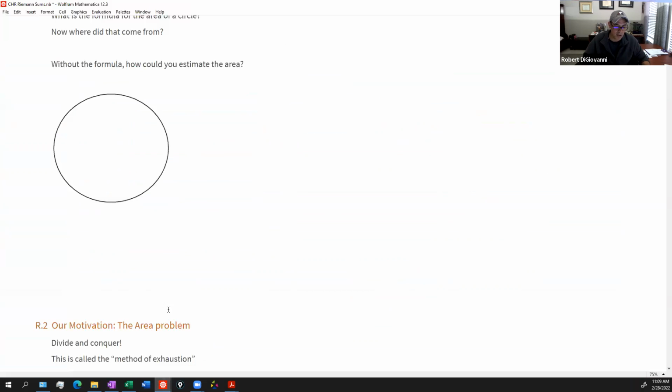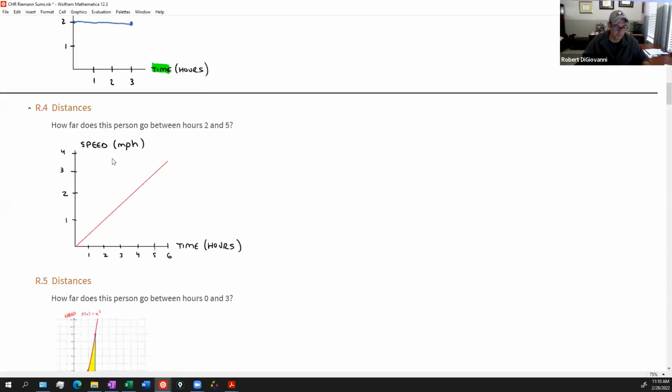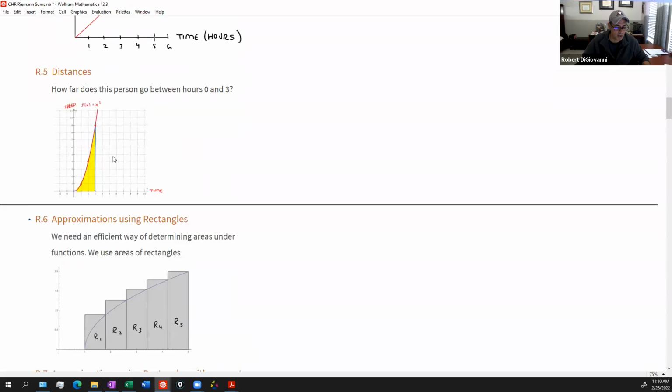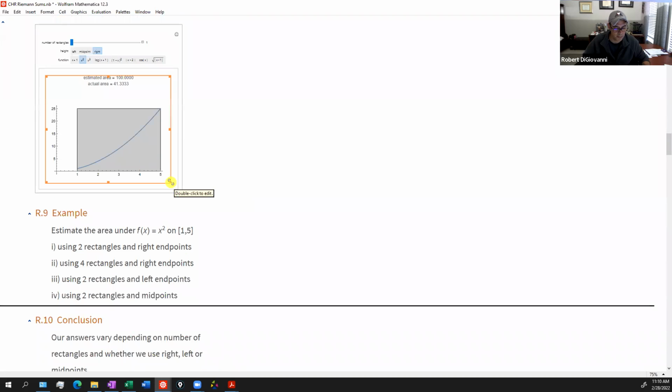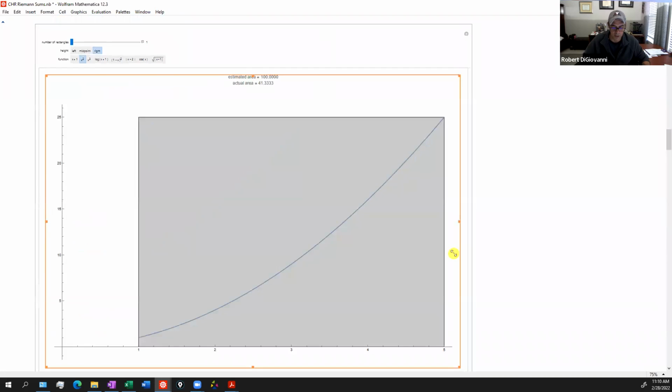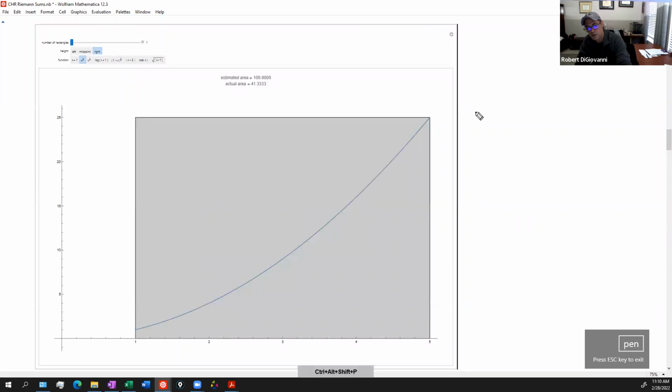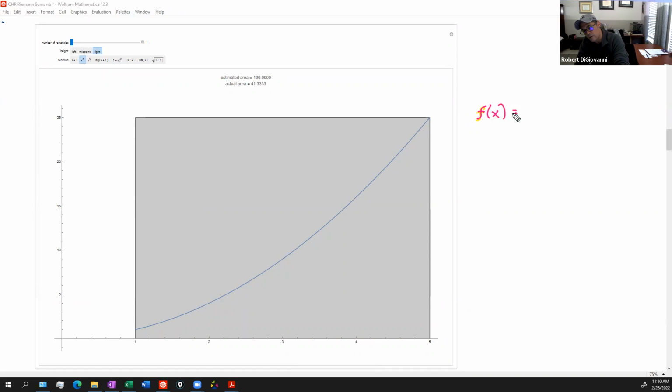That then led to many other things, but one thing it led to was, well, you know what? Instead of trying to find the area of a circle, what if we're trying to find the area under a curve? So let's take this picture here. The function we're looking at here is the function f of x equals x squared, and I'm looking at it on the interval 1 to 5. That's this blue curve here, okay? And I'm trying to figure out what the area underneath this curve is.